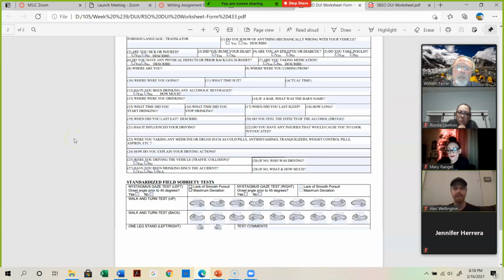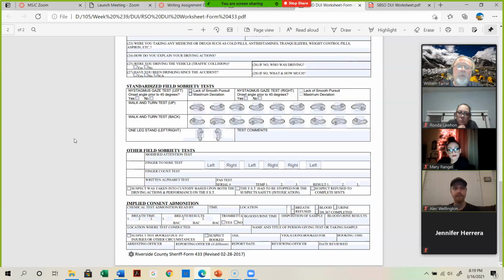But on the page over here, it lists the different tests that you can give to someone, and different states do it differently. Here they have what they call the standardized tests. One of them is called nystagmus, and it's really hard for me to describe other than the smooth pursuit of your eyes. When we're done tonight, I'm going to post a link to a little 4-minute video on nystagmus so you can watch it. And you'll be able to see what I'm talking about.